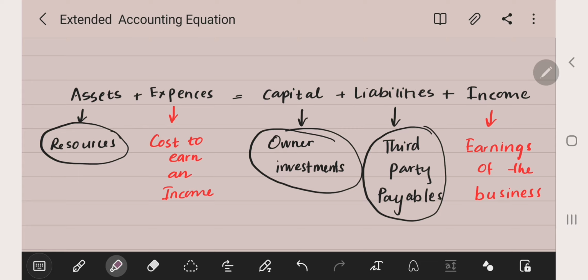If something is an expense, it has to be a cost to earn an income. For example, in order to produce a product to sell in the market, you might need to bear an electricity expense or a rent expense, or you need to purchase the raw materials in order to carry out the business. All these costs that we bear in order to earn an income are known as expenses. On the other hand, earnings of the business are known as incomes, and that will increase the owner's capital in the business.